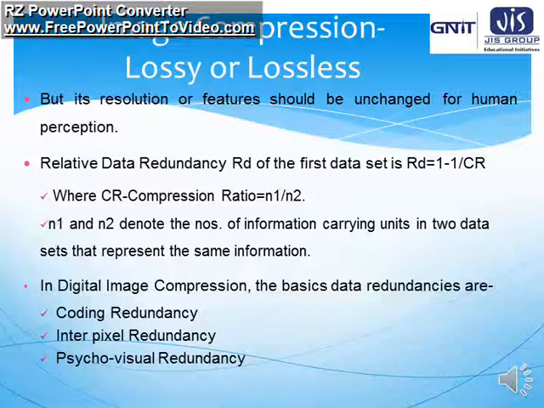Relative data redundancy RD of the first data set is RD equals 1 minus 1 by CR, where CR is the compression ratio N1 by N2. N1 and N2 denote the number of information carrying units in two data sets that represent the same information. Here in digital image compression, the basic data redundancies are coding redundancy, interpixel redundancy, and psychovisual redundancy. So these three redundancies are very much important in digital image compression techniques.